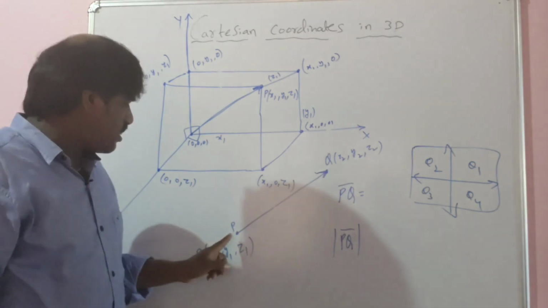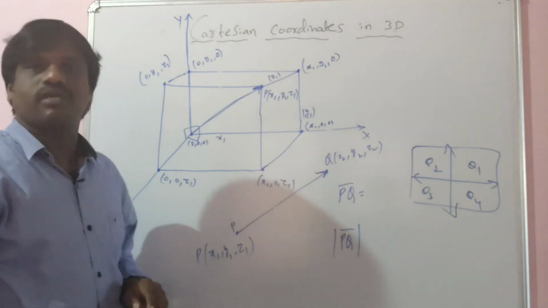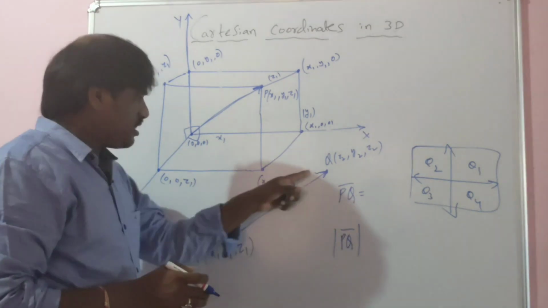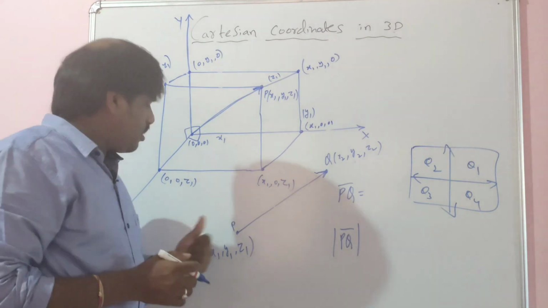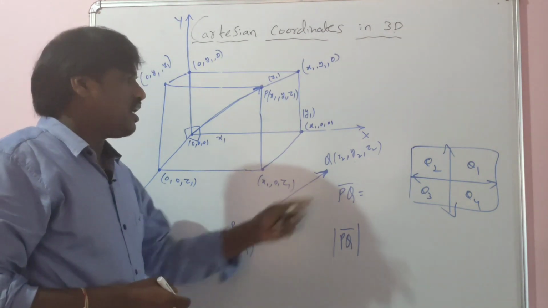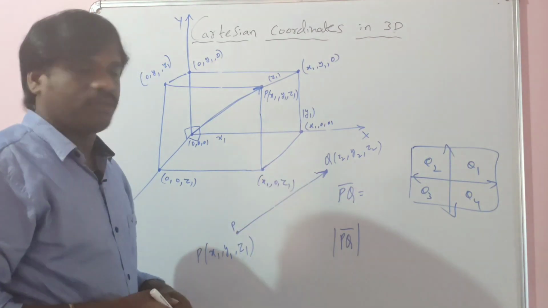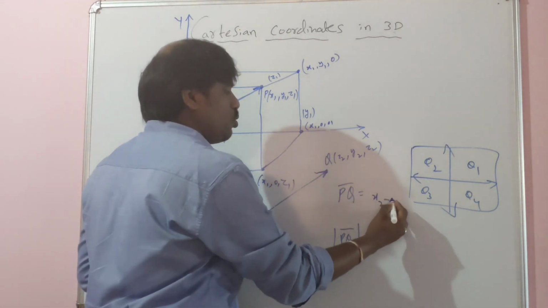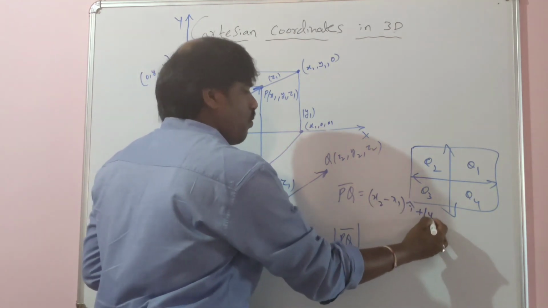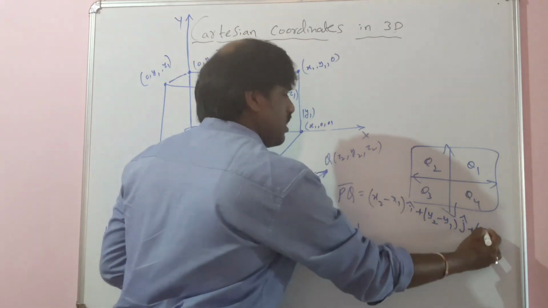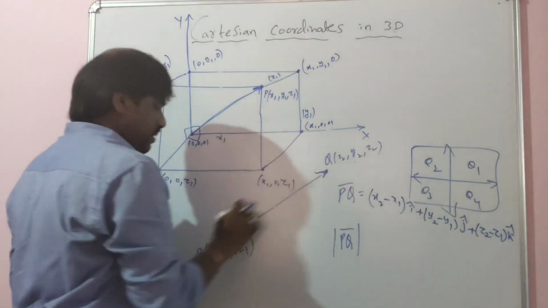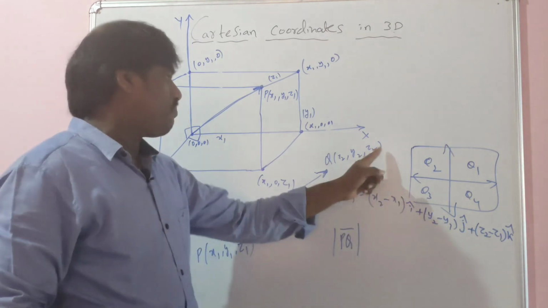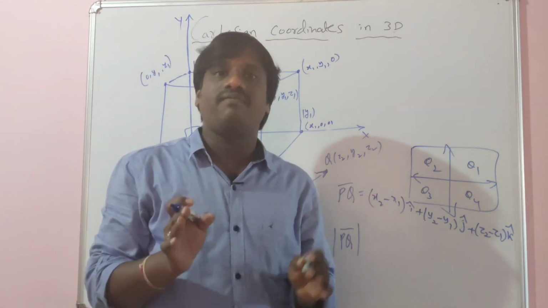So the distance of PQ can be written as the square root of... Let us see, PQ is nothing but a vector, right? Before you find the distance, you should know what a vector is. PQ vector is OQ minus OP, these being position vectors from the origin. So the PQ vector can be written as (x2 minus x1) i cap plus (y2 minus y1) j cap plus (z2 minus z1) k cap. This you have already learned in vectors.